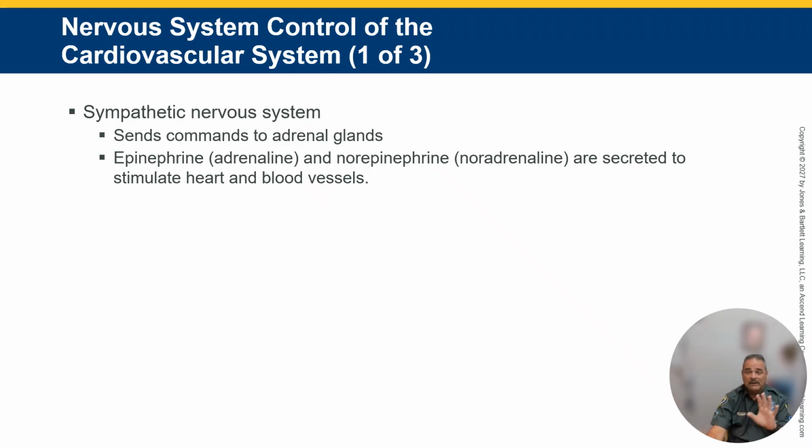But just remember, alpha and beta. Primarily, alpha is a constrictor and beta are dilators, except for what we're talking about in the heart. Beta 1 does do some stimulation. Not constriction, but forcing the contractions, just stimulation. All right, let's move on.